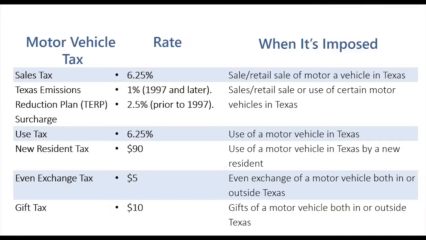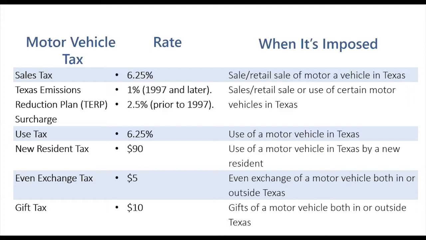Next, let's take a look at some of the taxes that are imposed by the tax code, their rates, and when they're due. And keep in mind that we're talking about the taxes imposed by Tax Code Chapter 152, taxes on sale, rental, and use of motor vehicles.